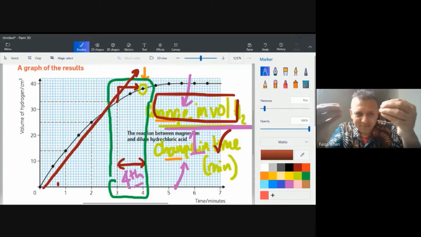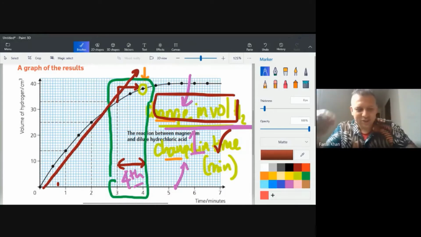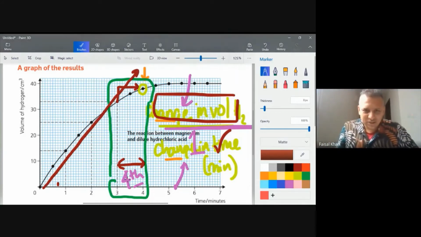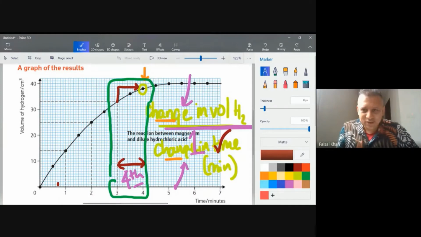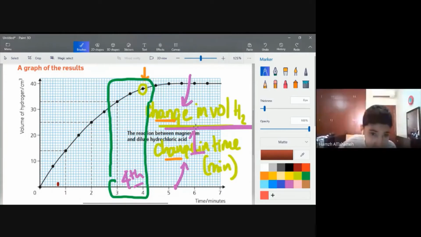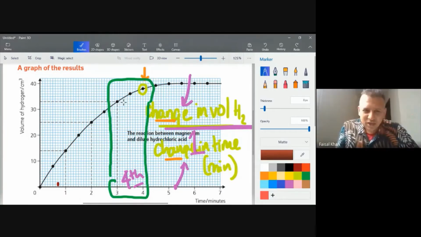Now that I've given you that information, let's work out what the rate of reaction is in the 4th minute. What you'd have to do is work out the change in volume. We've got the change in time, the change in volume. What is the change in volume in that 4th minute? 33. You can't go to 33. You have to start from the start of that time interval. You could say 33, but you have to do something with that 33.